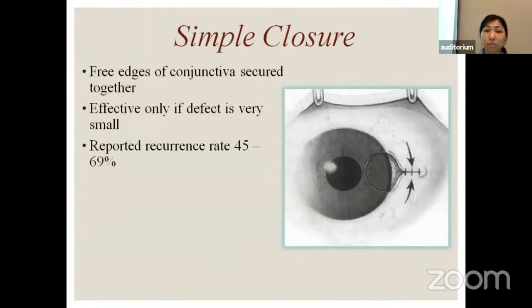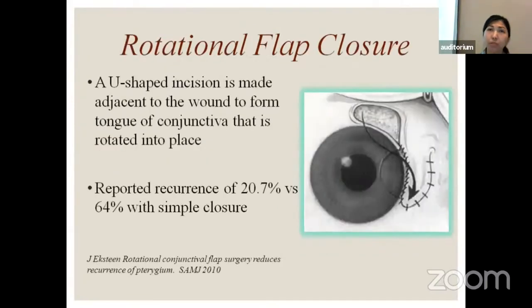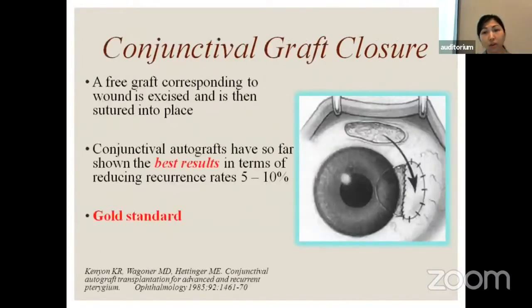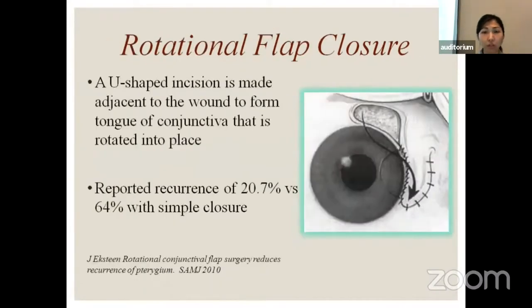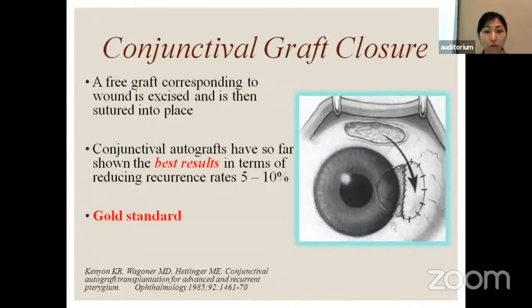Then you try simple closure, but simple closure is only effective if the pterygium is small, and still the recurrence rate is quite high. So people thought about rotational flap closure or conjunctival graft closure. Rotational flap closure still has a quite high recurrence rate, but slightly better than simple closure. Still, the gold standard is conjunctival graft closure. It has been shown to give the best result. Some even report about 2%, but mainly about 5 to 10% is the standard.